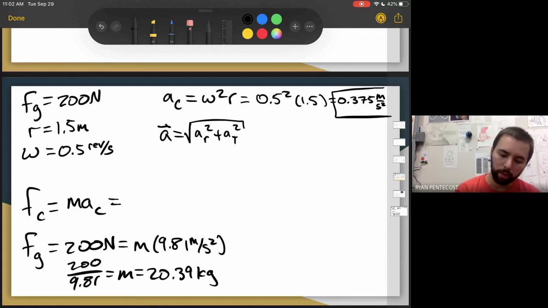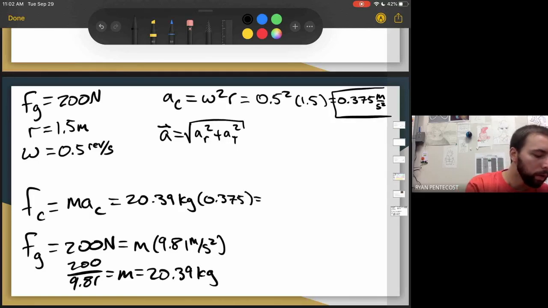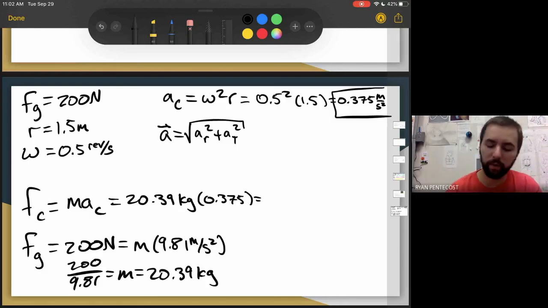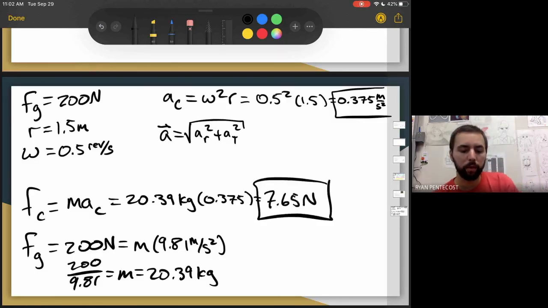So if we take 20.39 kilograms times 0.375 for the acceleration, we have 7.65 newtons. That is the force that you would need to balance to stay on, right?